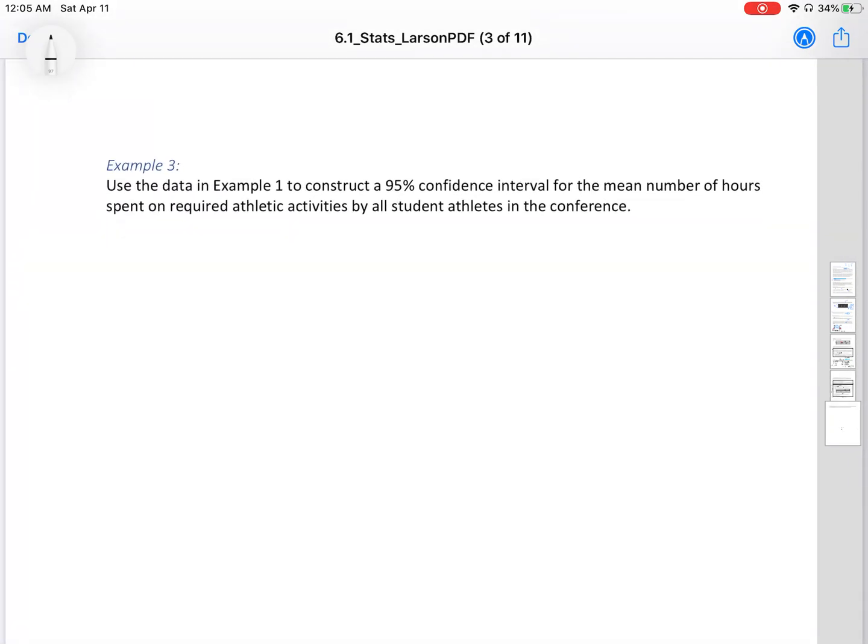Let's go on with example 3. Use the data in example 1 to construct a 95% confidence interval for the mean number of hours spent on required athletic activities by all student athletes in the conference. All right, so let me draw that image so we get an idea of what we're looking for. So we have an x bar. We want to find a minimum and a maximum. We do this by subtracting E from x bar, and by adding E to our x bar.